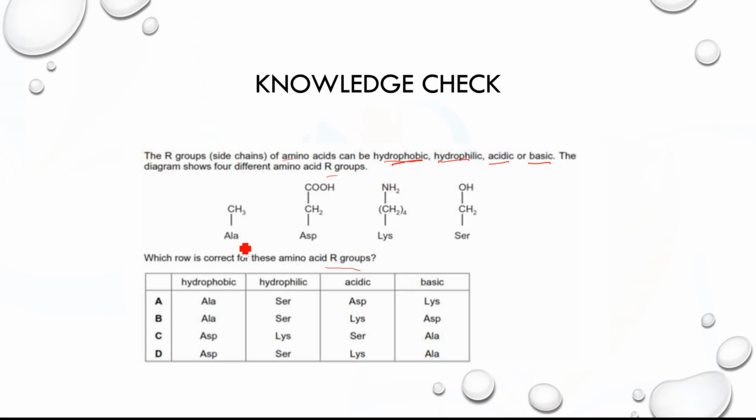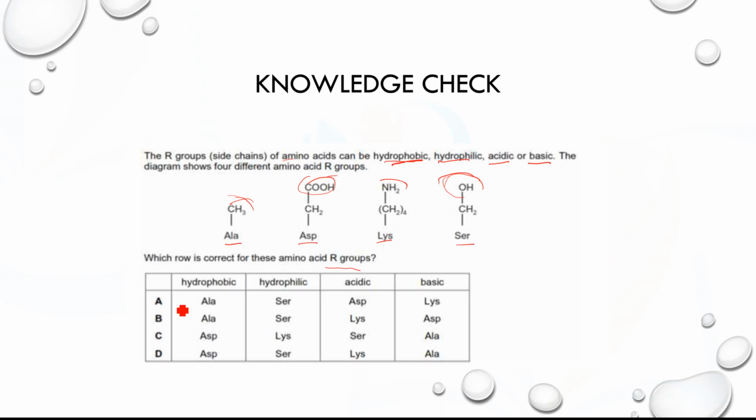All right. So if you check this amino acid, this is alanine. Pause the video and try it. Aspartame, lysine, serine. So which of them is hydrophobic? Hydrophobic means non-polar. Now this is not charged, so it must be hydrophobic. This is charged, acidic. That's basic. That's hydrophilic. So this is acidic. This is basic.